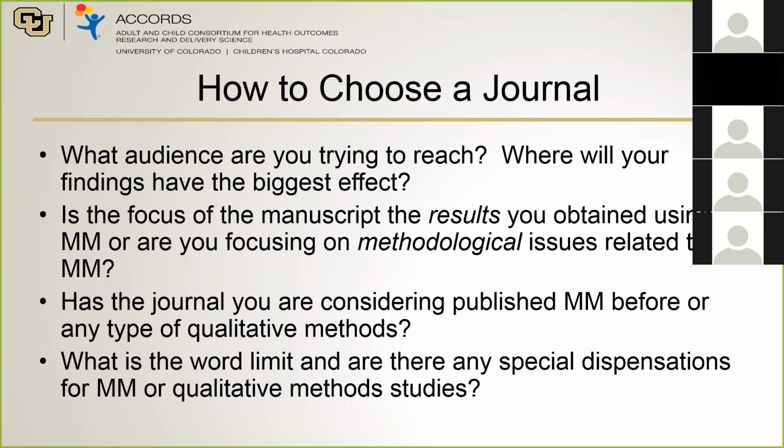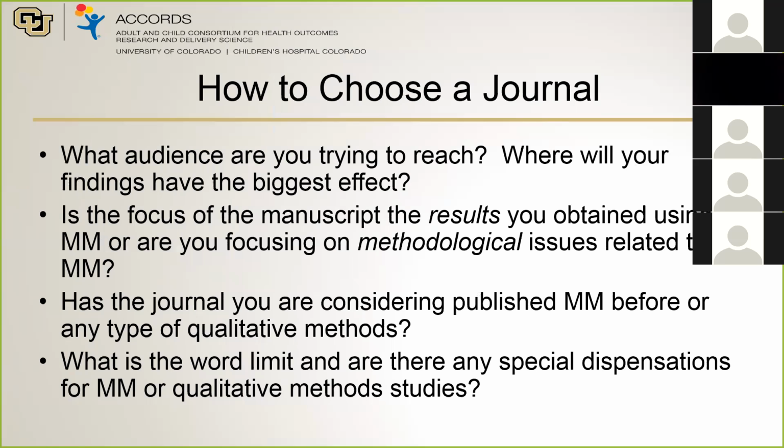Okay, so how do you choose a journal? I mean, this is true for any paper, right? The biggest thing to think about is who you want to reach. How broad an audience, how focused an audience, and where will your findings have the biggest effect? Who do you really want to reach? So for me, it's usually pediatrics, health services research, so that narrows my journals a lot. It wouldn't do me a whole lot of good to publish a mixed methods study about increasing immunization delivery in the Journal of Mixed Methods. That isn't going to get to my audience.